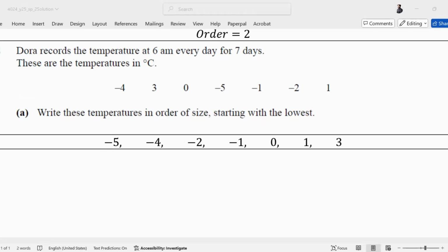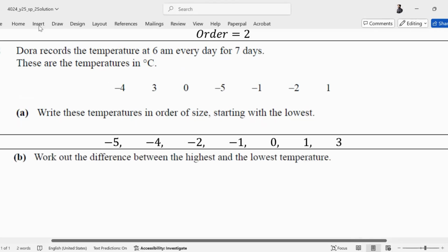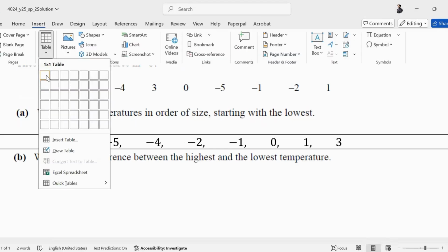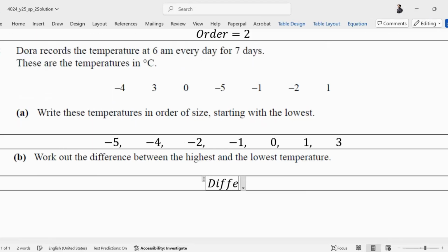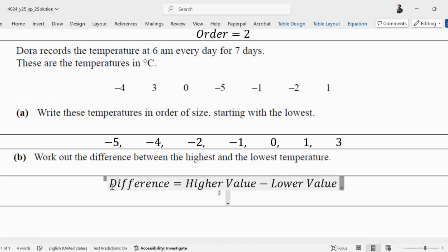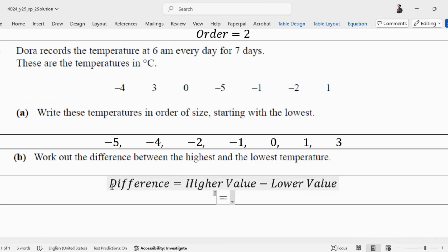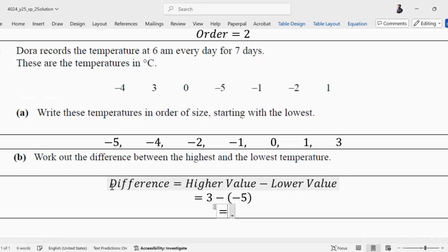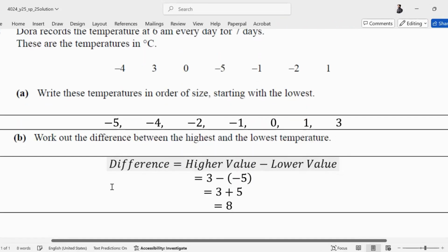Moving on to part B, work out the difference between the highest and the lowest temperature. I'll also try to address the topic and not just solve the question. Whenever the question asks you to find the difference, you take the higher value and subtract the lower value from it. The highest is 3 and the lowest is -5. So the difference is 3 plus 5, which leads to the answer 8.